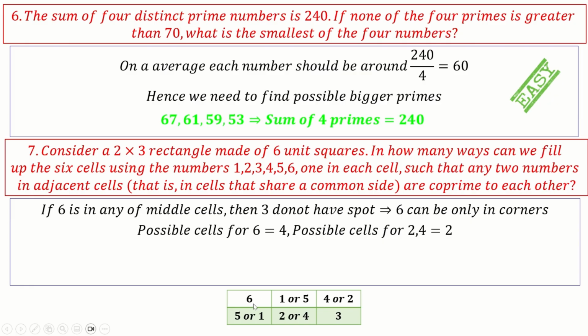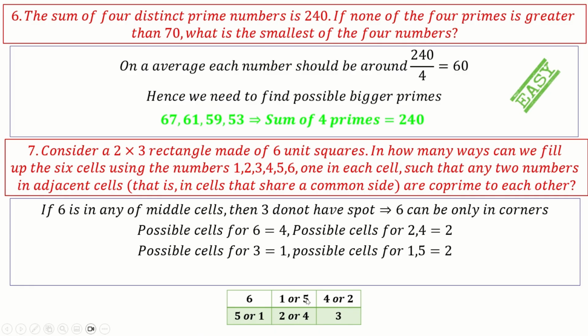So let's take 6 kept in one of the corners. If you keep 6 in one of the corners, then 2 comma 4 cannot come here. 2 comma 4 or 3. They should be in this one only. So if you keep 2 comma 4 here, then 2 comma 4 cannot come in one of these two also. So 2 comma 4 has only option these two cells. Possible cells for 3 is the only possible cell, if 6 is in the opposite corner. So possible cells for 3 is 1. Possible cells for 1 comma 5 is the remaining two, which is these two.